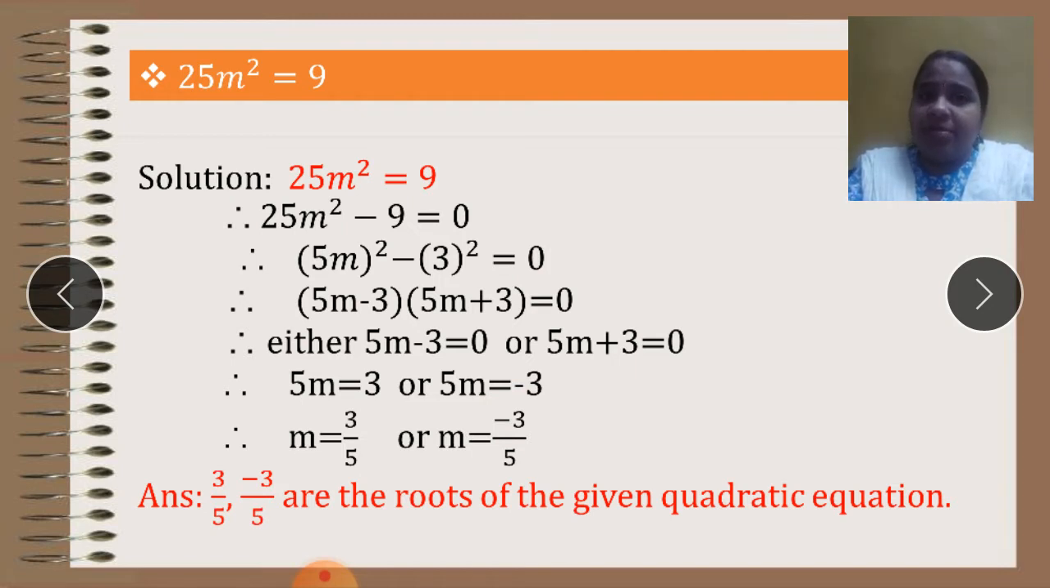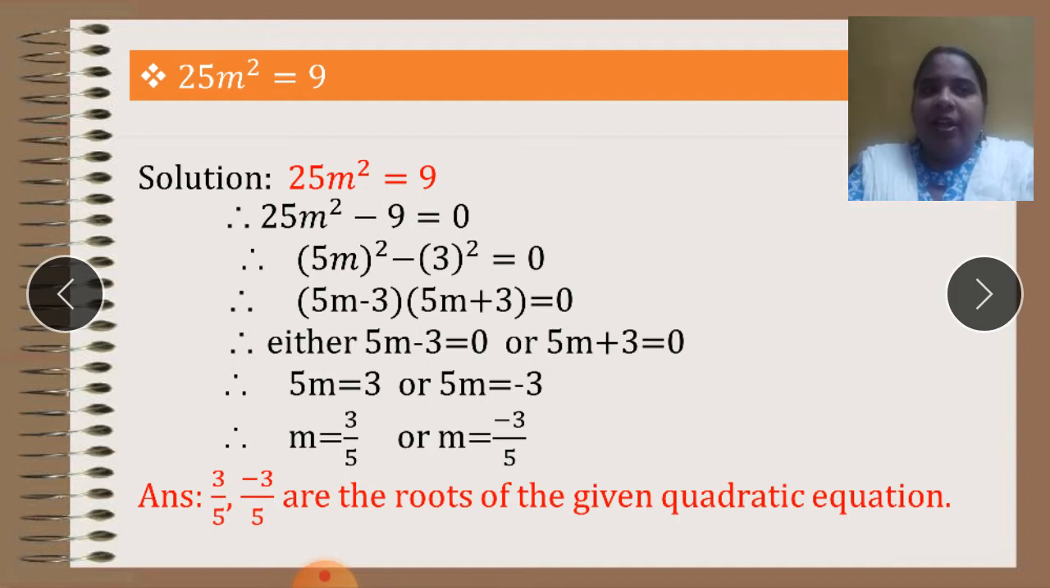I hope now these steps are clear to you, and the final answer is 3 upon 5 or minus 3 upon 5, which are the roots of the quadratic equation. Yes, so this was based on the identity method, the identity formula was used. One more thing I want to clear here: do not use the shortcut method of writing m square is equal to 9 upon 25 and then taking the square root to get plus or minus 3 upon 5. That is mathematically absolutely right, but if they are asking you for the factorization method, you show all these steps. I hope you are understanding it.